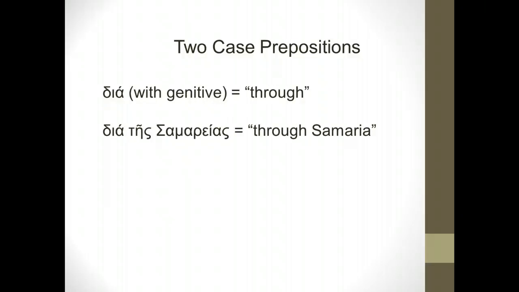Now, some prepositions are actually going to be able to accompany two different cases. So with that in mind, let's take a look at the preposition dia. Dia can go with the genitive. When it goes with the genitive, then dia simply means through. So in your sample we have dia tes Samarias, which I've translated as through Samaria. Now again, notice here we could translate the definite article that's there, through the Samaria, but again that's overly wooden and is not necessary.